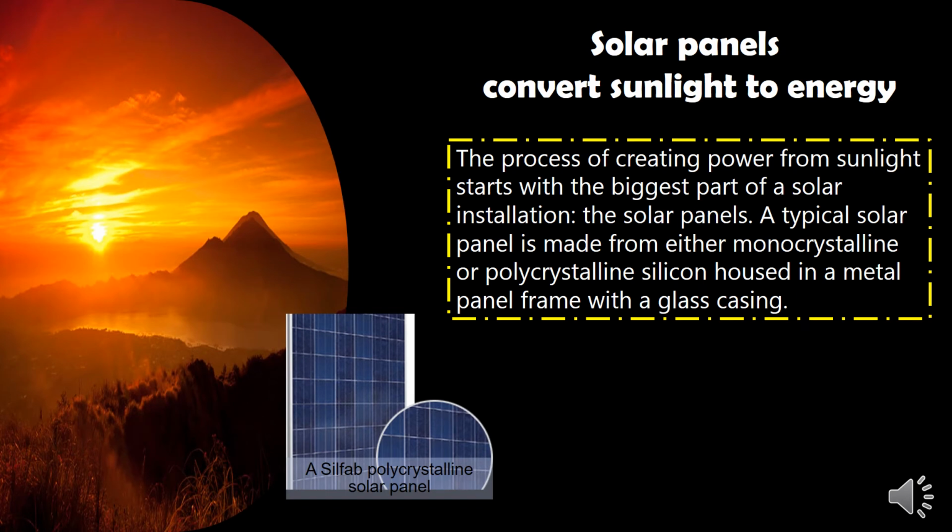How do solar panels convert sunlight to energy? The process of creating power from sunlight starts with the biggest part of the solar installation, which is the solar panels. A typical solar panel is made from either monocrystalline or polycrystalline silicon housed in a metal panel frame with a glass casing. This is an example of a polycrystalline solar panel.